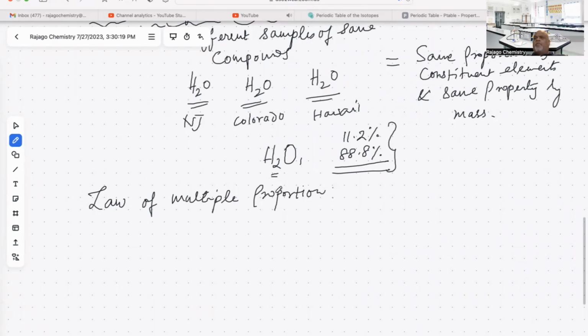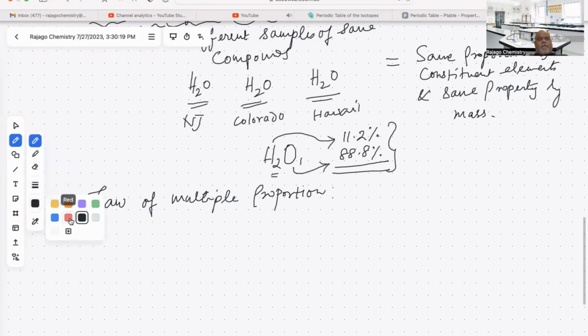What is the law of multiple proportions? So we saw the law of definite proportions. In definite proportions, you see that they will have the same constituents, right? The hydrogen will be 11.2% and oxygen will be only 88.8%, irrespective of the place. Okay.